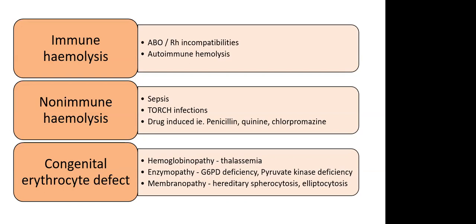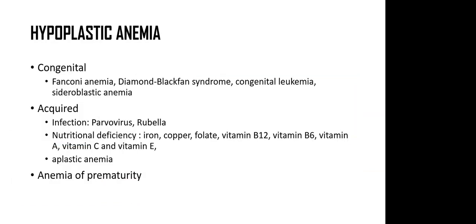So next, hypoplastic anemia can be congenital or acquired. In congenital causes, we should think of Fanconi anemia and Diamond-Blackfan syndrome, which are bone marrow failure syndromes, and also congenital leukemia and sideroblastic anemia. In acquired, we should think of infections like parvovirus or rubella, nutritional deficiencies like iron, copper, folate, vitamin B12, B6, and vitamins A, C, and E. We should also think of aplastic anemia.